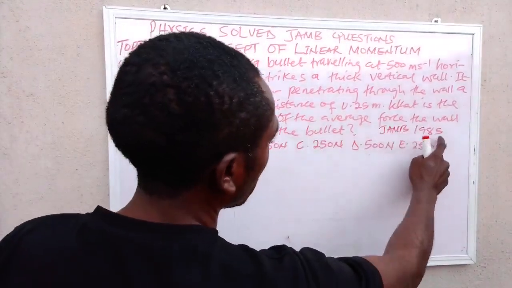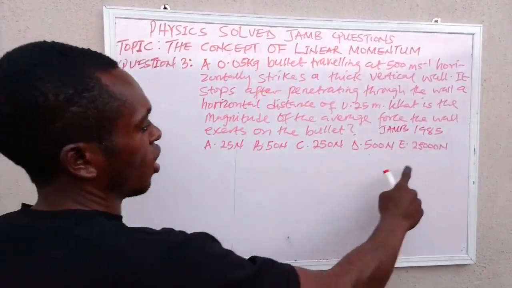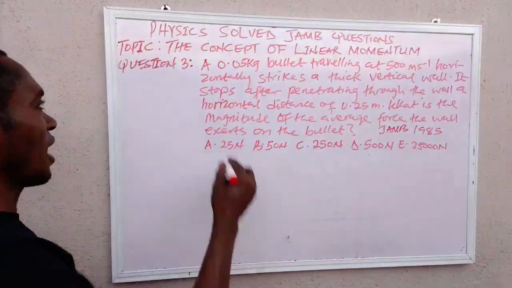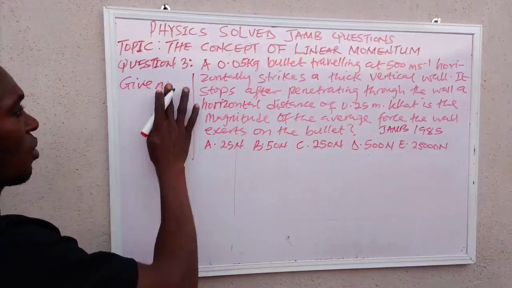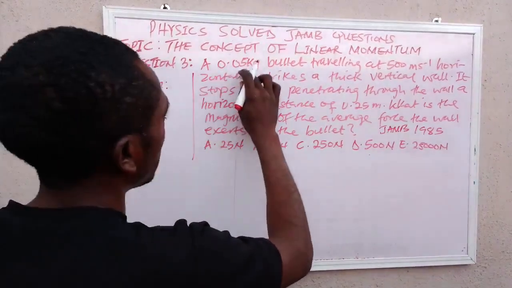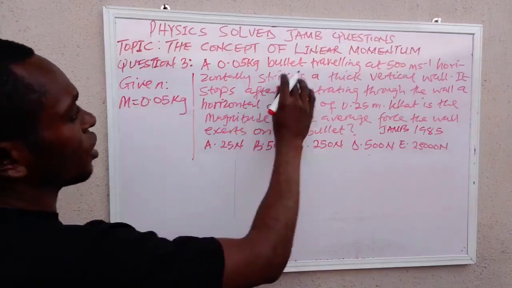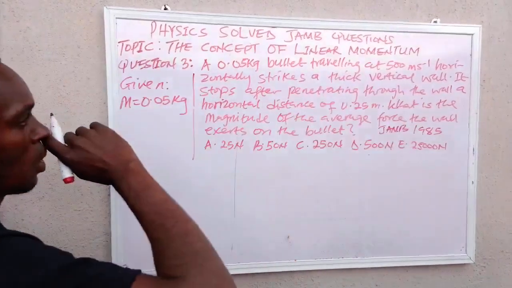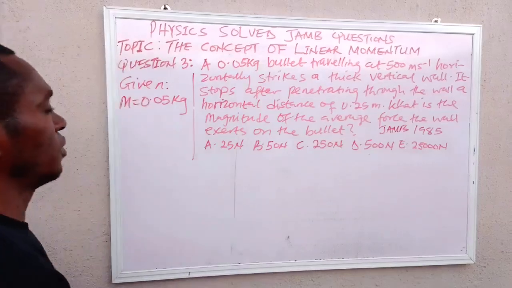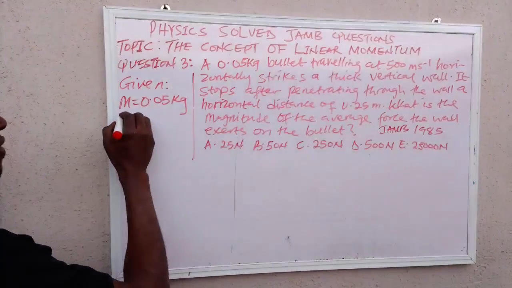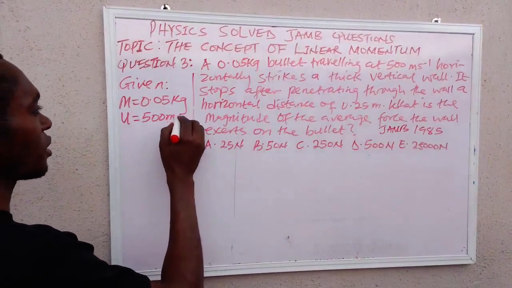I'll have JAMB 1985. So we have options here given, from option A to option E. Now let's start solving. Let's have the given. The mass here is 0.05 kilograms. The bullet is traveling at 500 meters per second. So we have the initial velocity, the velocity the bullet is moving with, which is initial velocity u, 500 meters per second.